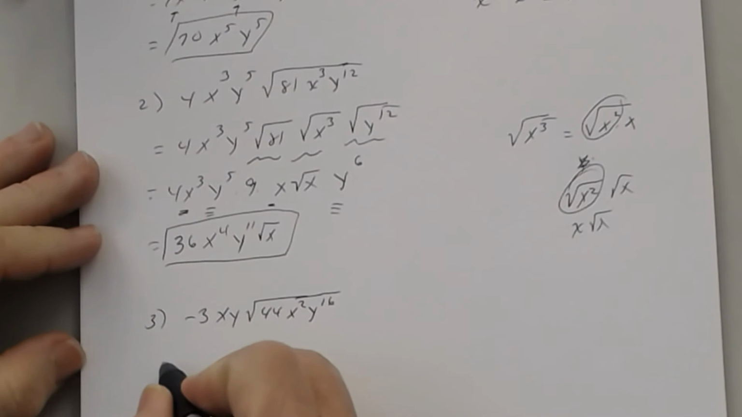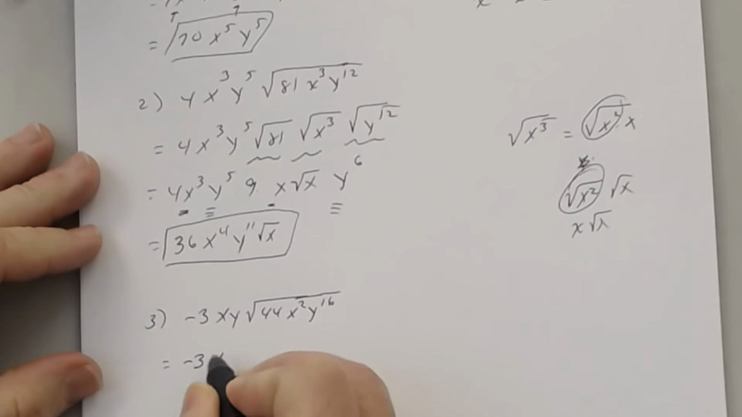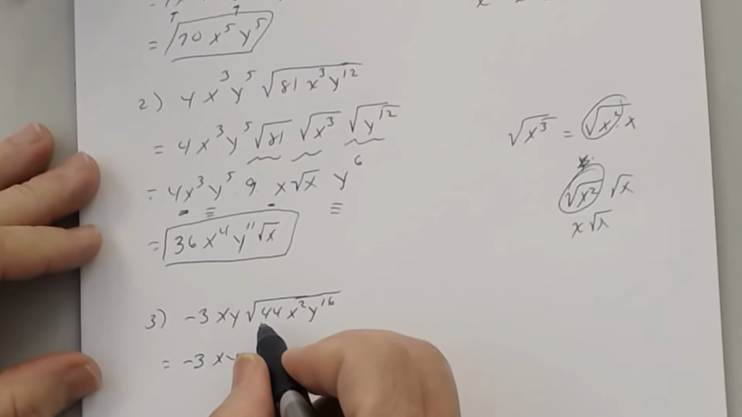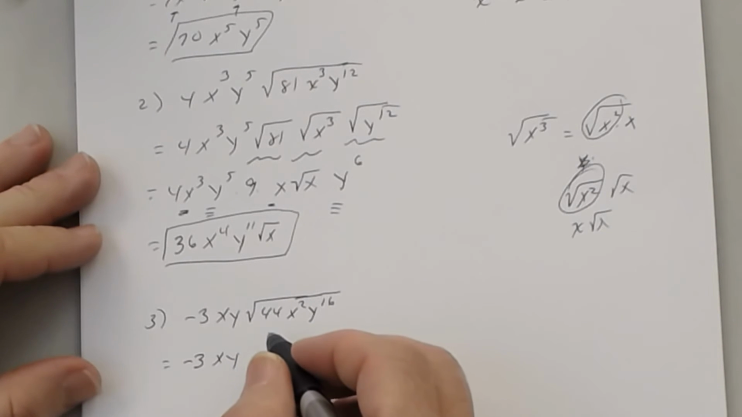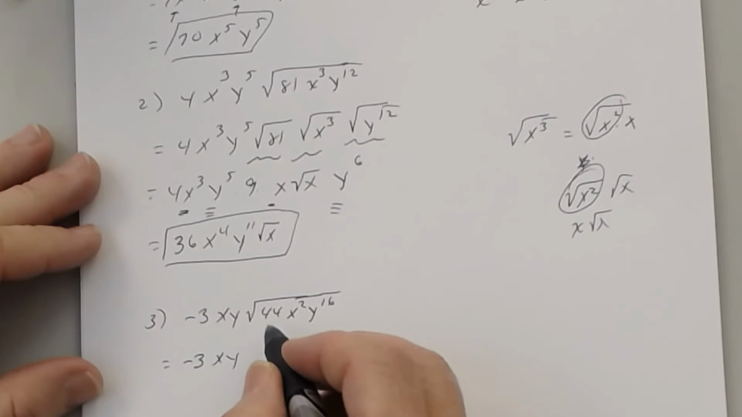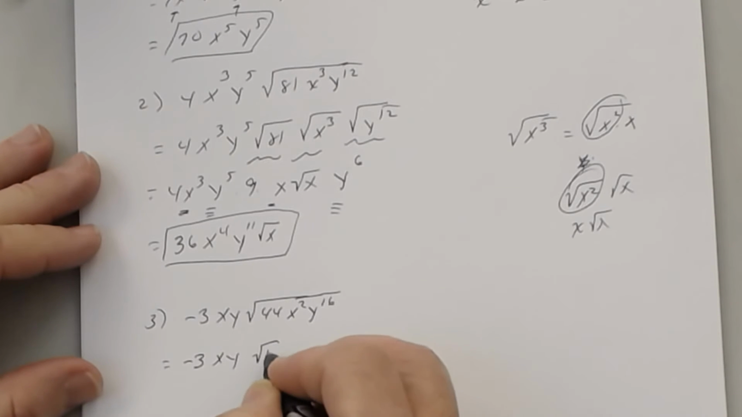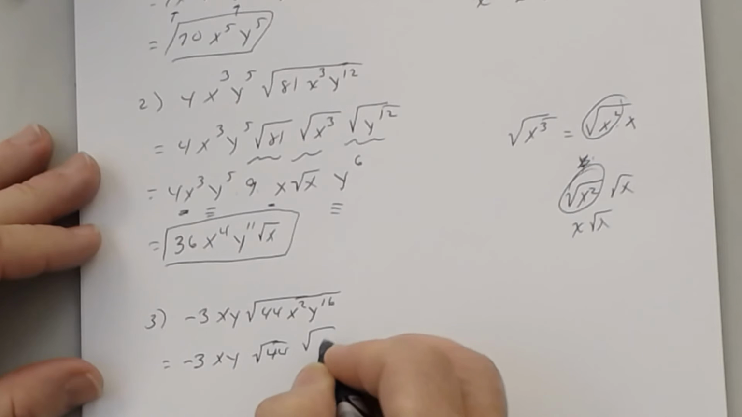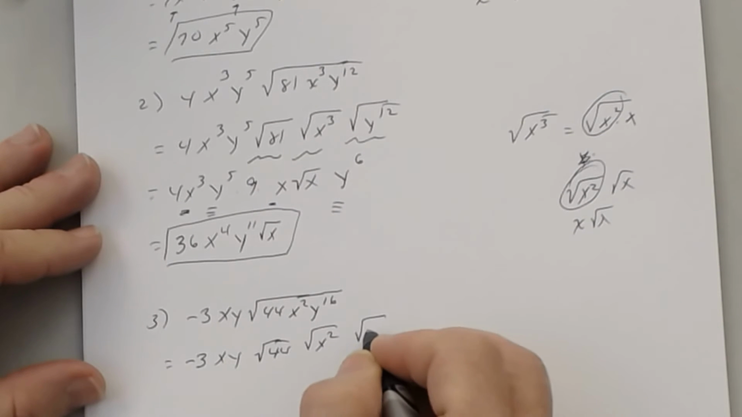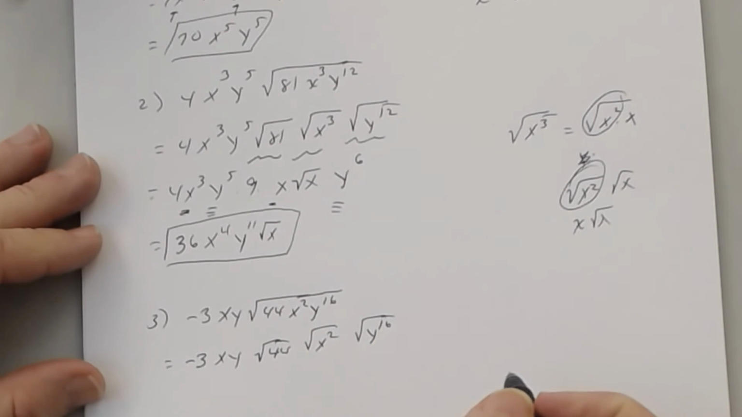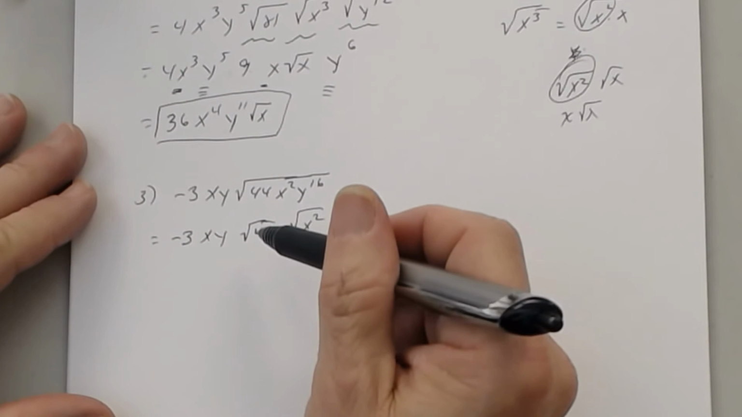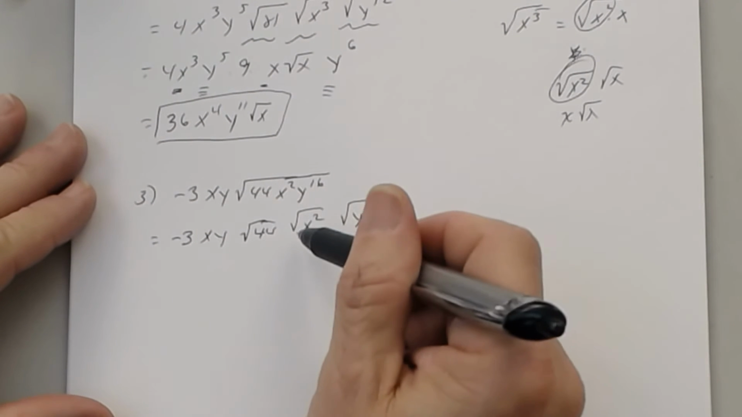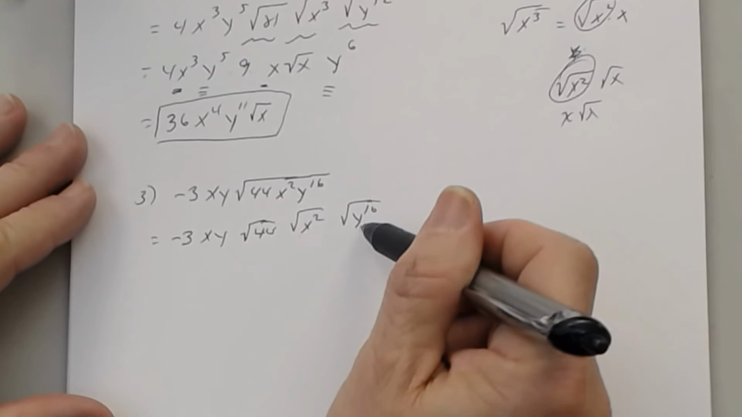So what you need to do is say, well, that's going to be negative 3xy, and then rewrite that square root as a product of square roots. So that'll be the square root of 44 times the square root of x squared times the square root of y to the 16th. If you have to do that, then you do that. And now we're going to simplify each of those square roots.